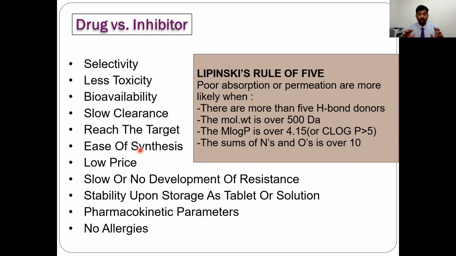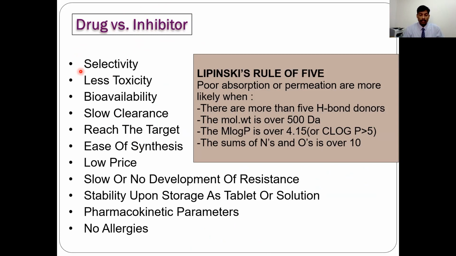So binding of a molecule or the ligand to an active site is not enough, that is not going to be a drug. A lot of things need to be screened. So what are those? Selectivity. So drug versus inhibitor. As I told you, inhibitors alone cannot be a drug. A lot of other things need to be fulfilled, like selectivity.